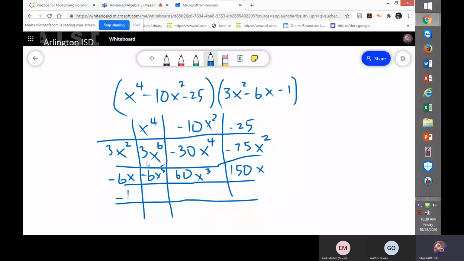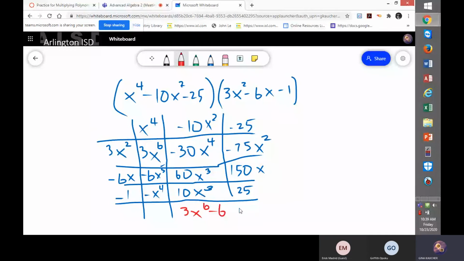Okay, negative 1 times x to the 4th gives you negative x to the 4th. And then you have negative 1 times negative 10x cubed, so that's positive 10x cubed. And you have negative 1 times negative 25 gives you 25. Okay, so then you're just going to find your terms. There you have a 6, and I think that's the only one that has the same power, and combine like terms. Okay, so then you have 5 here, so minus 6x to the 5th.